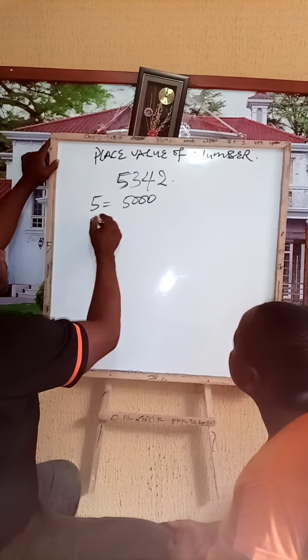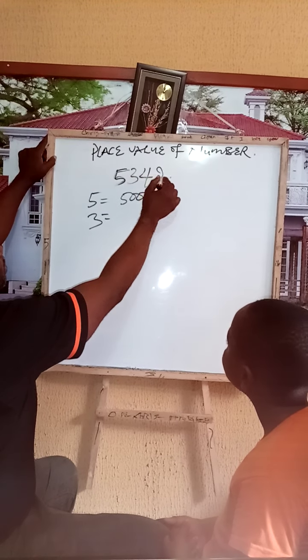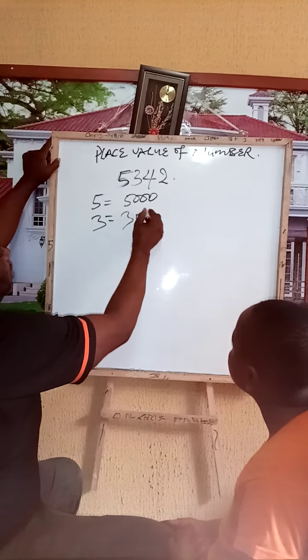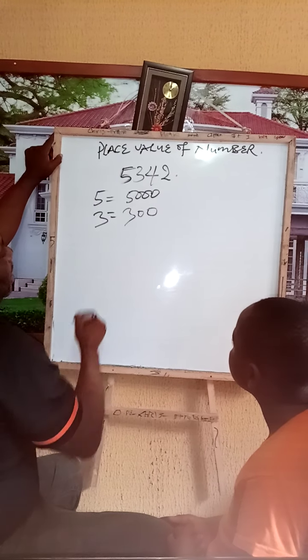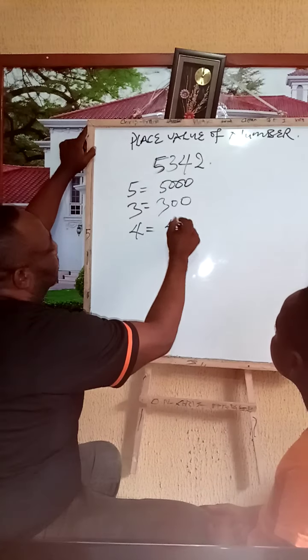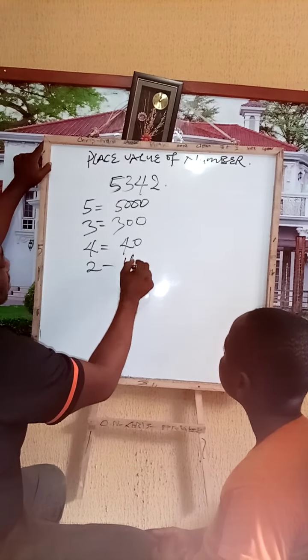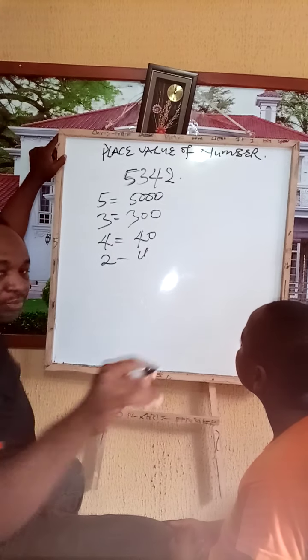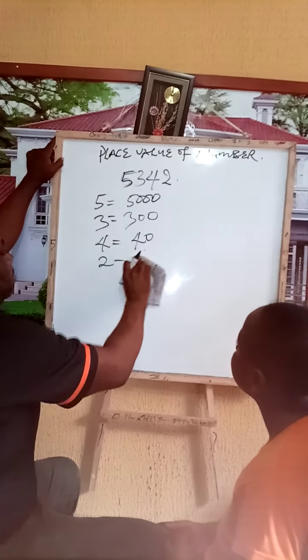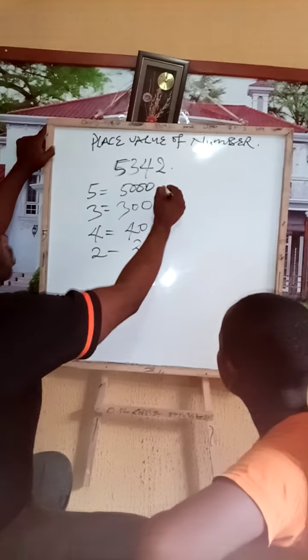Then for 3 is for what? 100. 1, 2, 300. And 4 is for tens, that is 40. And 2 is for what? Units. That is 2.